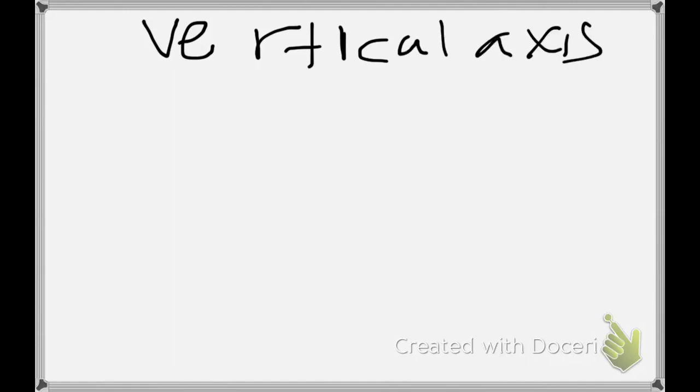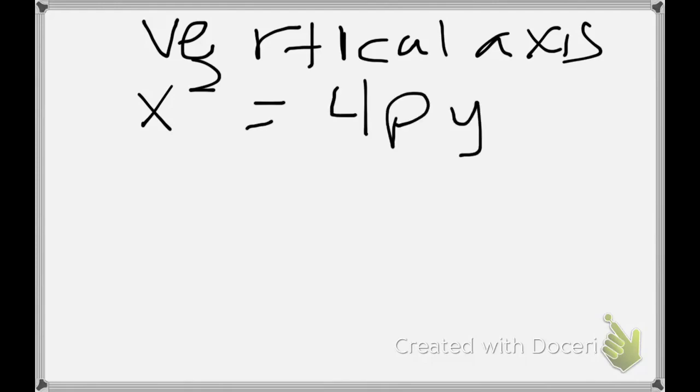Okay, so now we're going to go on to parabolas. A parabola is a set of all points in a plane that are an equal distance from a fixed line, the directrix, and a fixed point, the focus. So the standard form of the equation with vertex at the origin 0, 0 for a vertical axis is x squared equals 4py. P is the distance from the vertex to the focus.